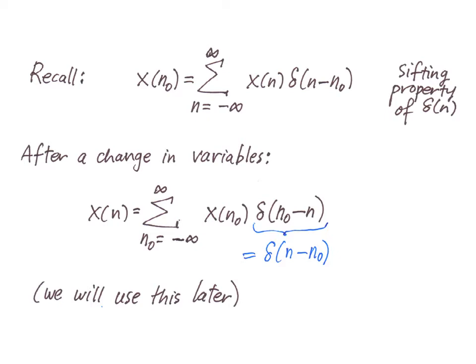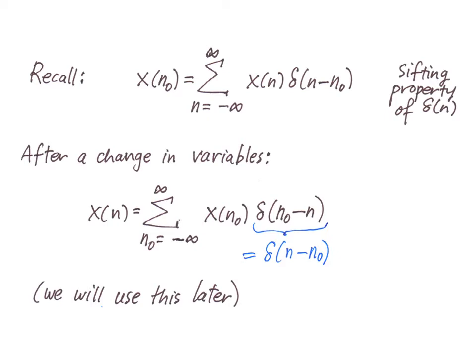Notice that the delta function only is non-zero for one value of n, so it doesn't matter what x of n is at any other value of n. It sifts out its value at n0, n equal n0. We can change the variables, replace n0 with n with n0, and you'll notice that delta of n0 minus n is 1 when the argument is 0, so it can be rewritten as delta of n minus n0 without any change.